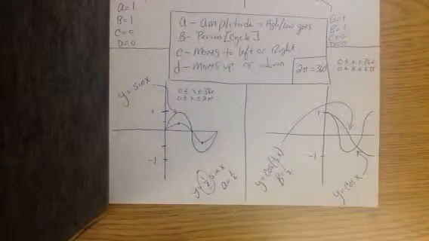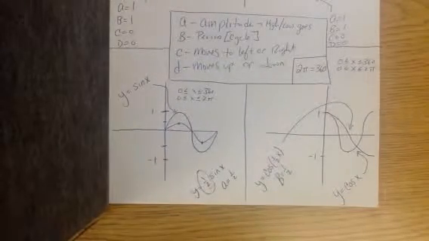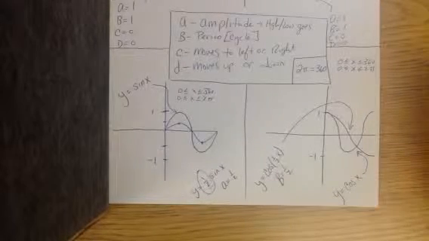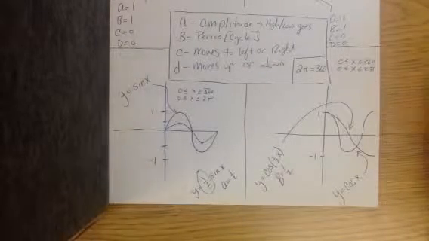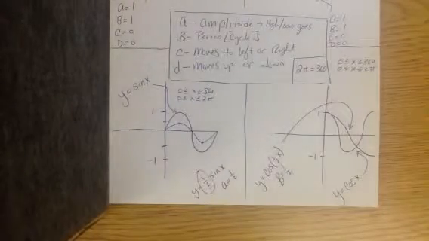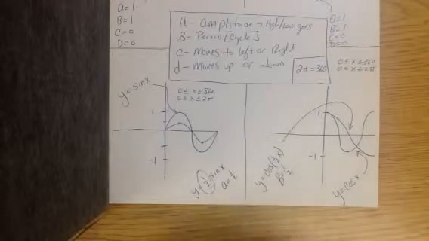You guys can type that in your calculator. Please remember that you need to change your mode into radians, or you can click on Zoom Trig instead of your Zoom Standard or your Zoom Fit. Go ahead and do Zoom Trig, and that will do the same thing for you.